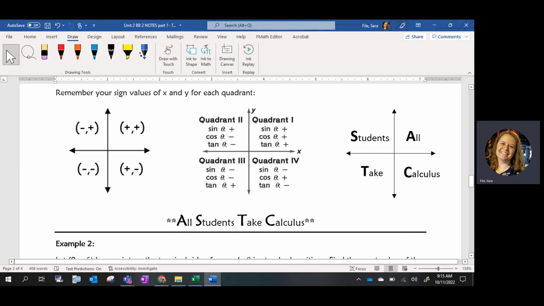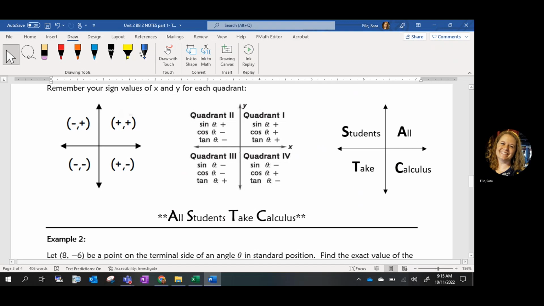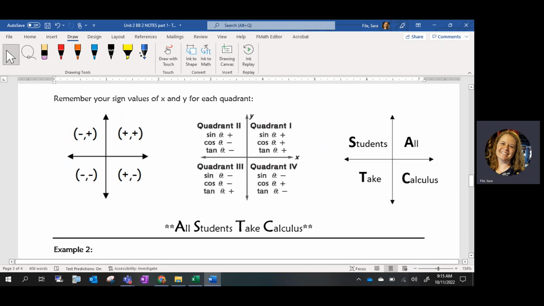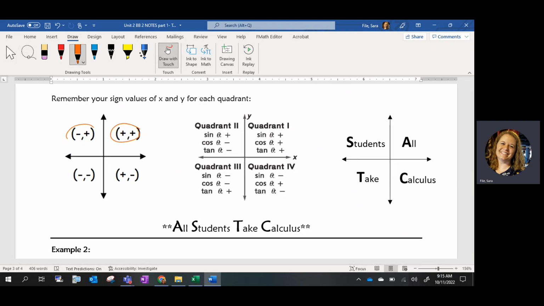This is a reminder so you understand whether your trig values come out as positive or negative. If you're in quadrant 1, your X and Y are both positive. X is positive, Y is positive. In quadrant 2, you go left and up, so it's negative, positive. Quadrant 3, you go left and down, so negative, negative. And in quadrant 4, you go right and down, so positive, negative.